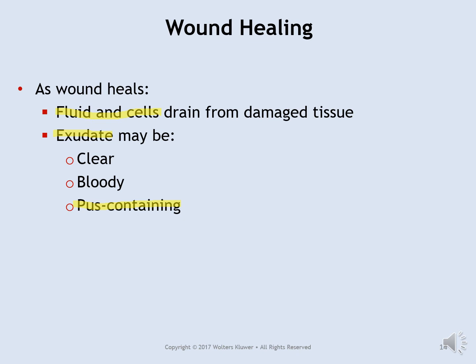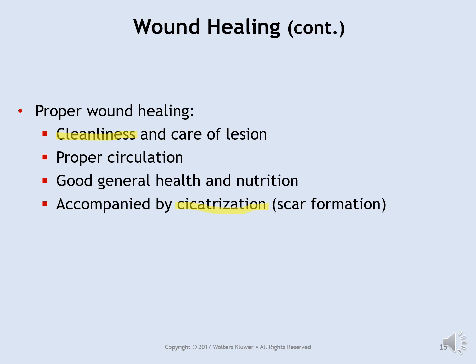For wounds to heal, there's an exudate that comes out. First, you want it to be clear, but sometimes it does get bloody if there are blood cells that are damaged, and if a secondary infection sets in, it can actually contain pus. So for proper wound healing, you definitely want to keep it clean to avoid those infections. Have proper circulation so you can get nutrition to the area for the fastest healing.